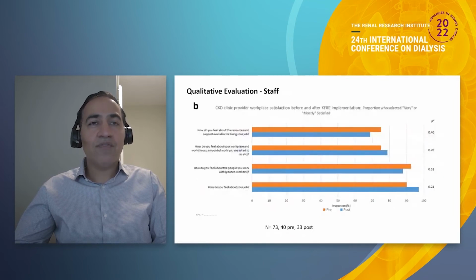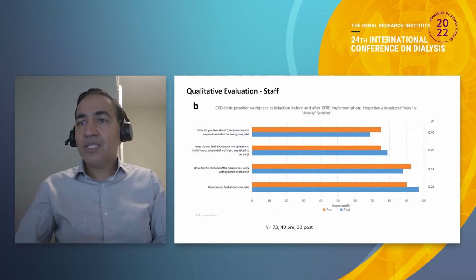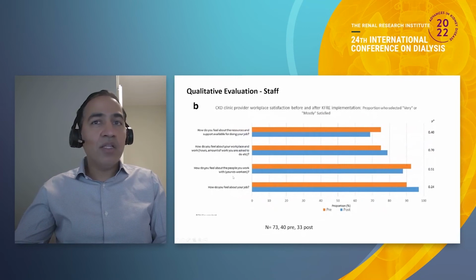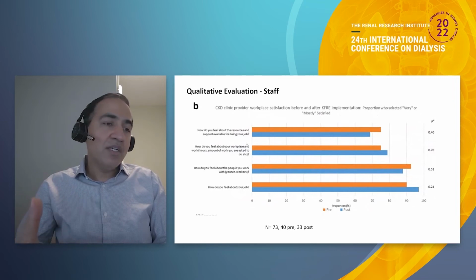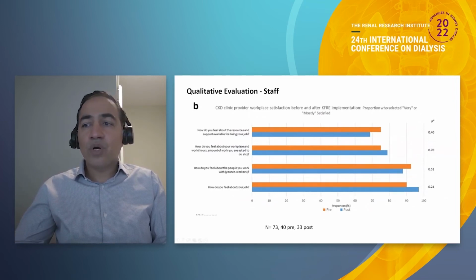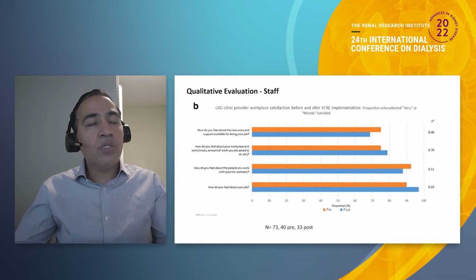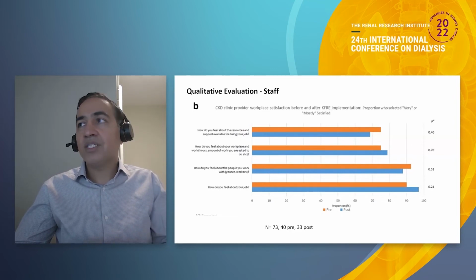Now, what about the staff? The staff see fewer patients now, but they see sicker or higher risk of progression patients. And there was no difference in their workload, their job satisfaction, or their overall number of hours. And that's as expected because, just because you're seeing fewer patients, if you're seeing sicker patients, one would not expect your workload to be lighter. But now your workload is much more focused.